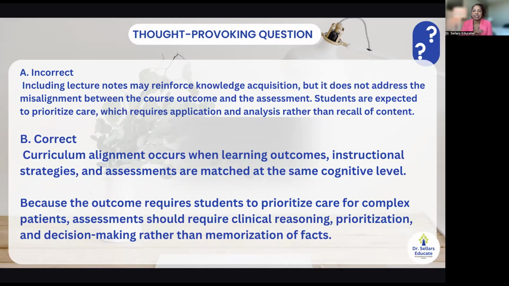B is correct. So, round of applause for yourself if you chose B. Curriculum alignment occurs when learning outcomes, instructional strategies, and assessments are matched at the same cognitive level. Because the outcome requires students to prioritize care for complex patients, assessment should require clinical reasoning, prioritization, and decision making rather than only memorization of facts.